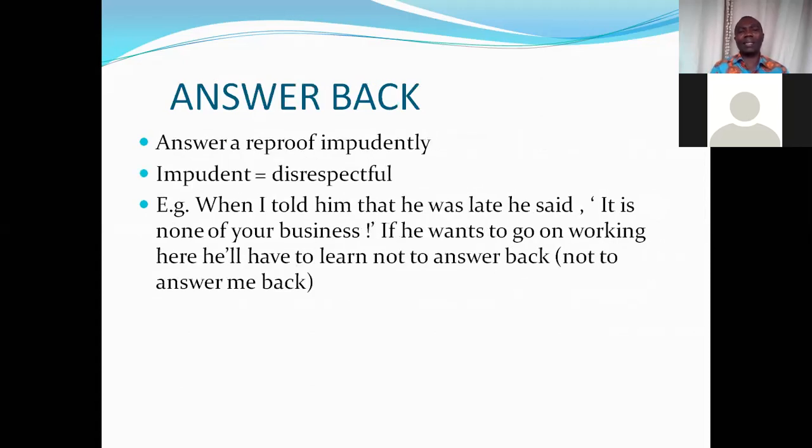And then "answer back". Know how to use the expression answer back. Okay. Answer back means to answer a reproof impudently, in a very disrespectful manner. To answer back is not about somebody calling you on the phone and you respond, or reply to the person's message or whatever.